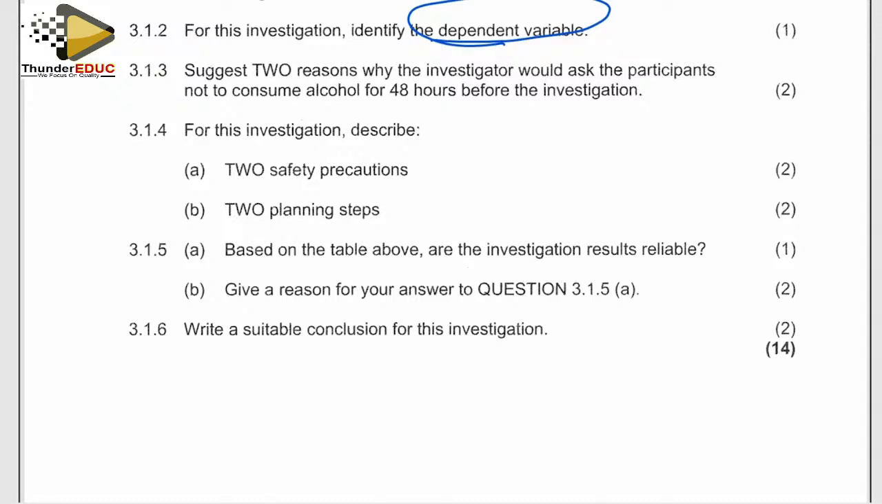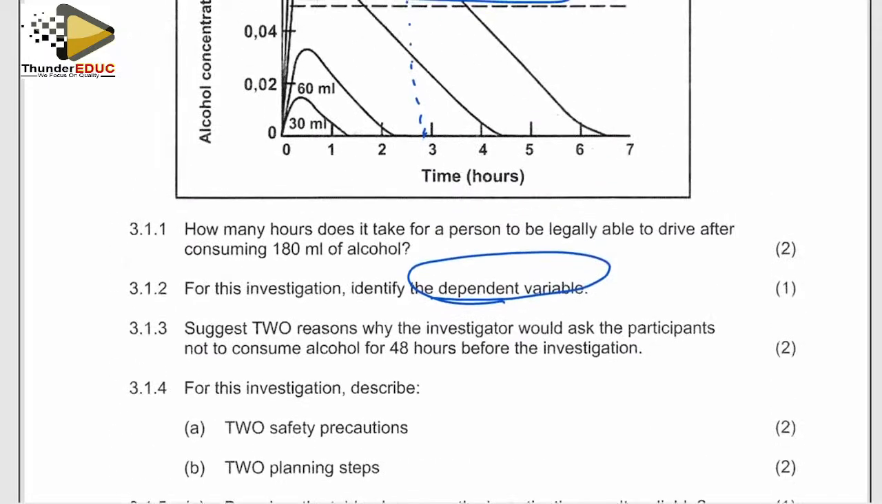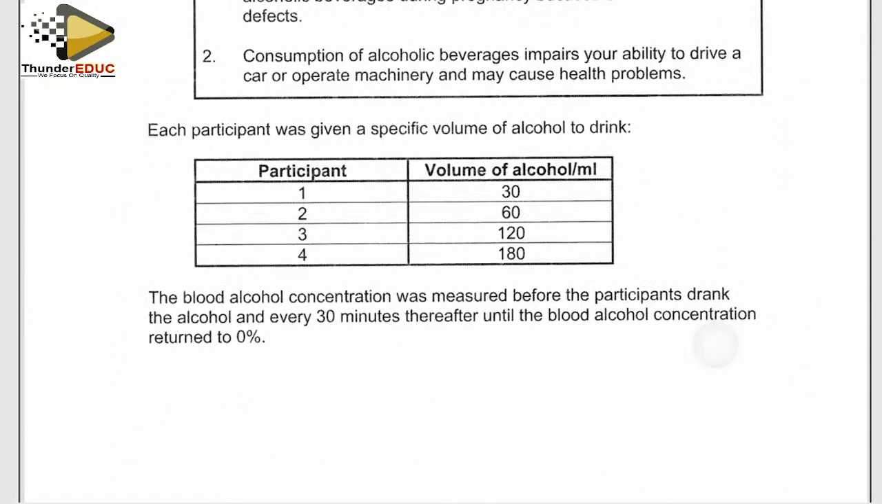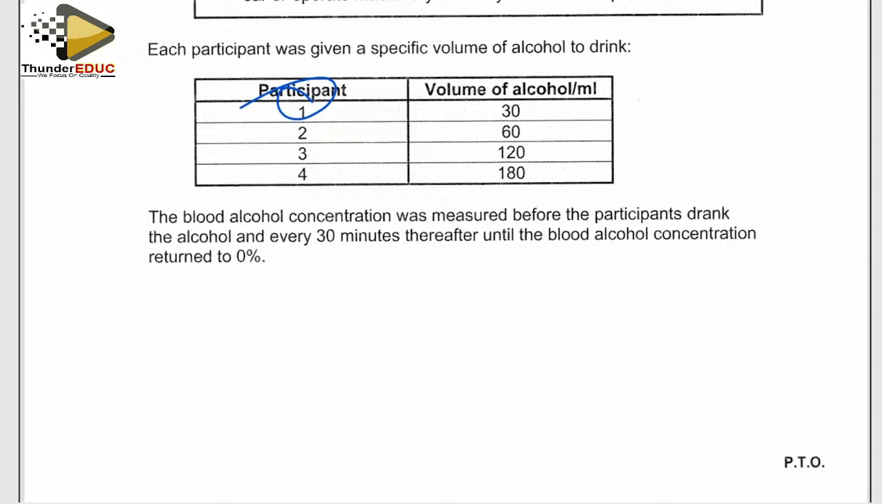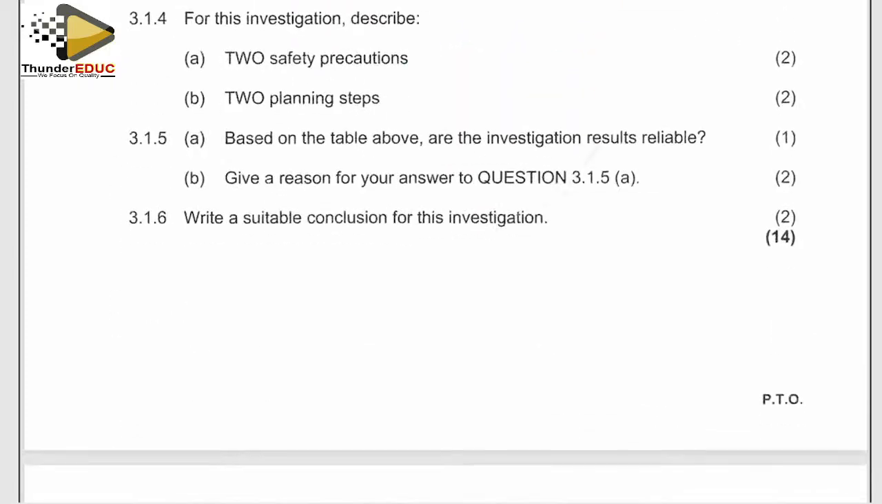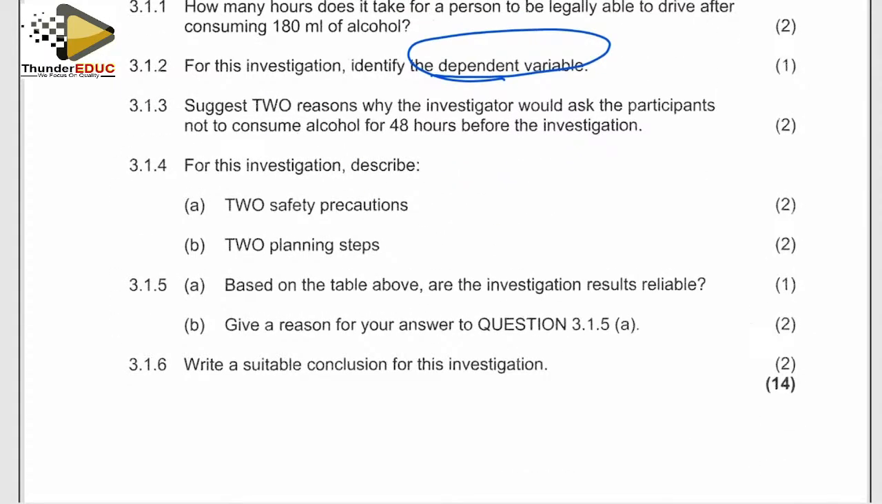Then, based on the table above, are the investigator's results reliable? On this table, to me, I will say no, they are not reliable. Why? You can't use one participant, one person. You need a large sample size, so maybe make them in groups. But you just use one. What if that one person has issues with that specific thing? How will I know that it is a result of that? So to me, it's not reliable. Meaning that the sample size used was small. They used a small number of people.